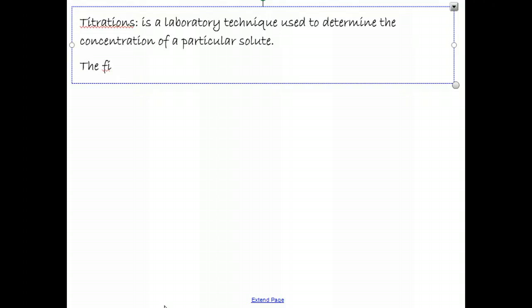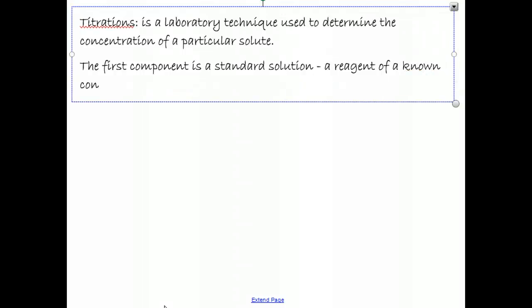The first component is something called a standard solution, which is simply a reagent of a known concentration.